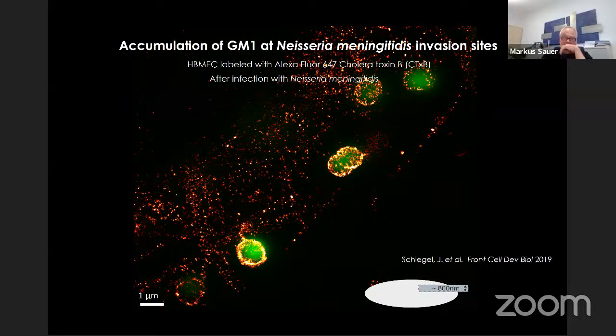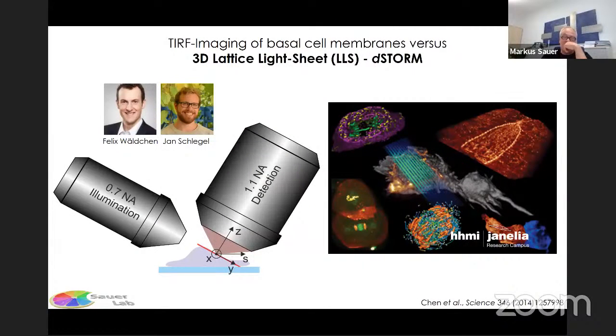This pushed us further to look for different imaging technologies which allow us to visualize or image whole cells. And therefore, we built up a 3D lattice light sheet microscope. This was Felix, who was the constructor of this microscope, and Jan, who applied it to different examples. So we adopted the design from Eric Betzig from Janelia Farm and built exactly the same system in the lab.